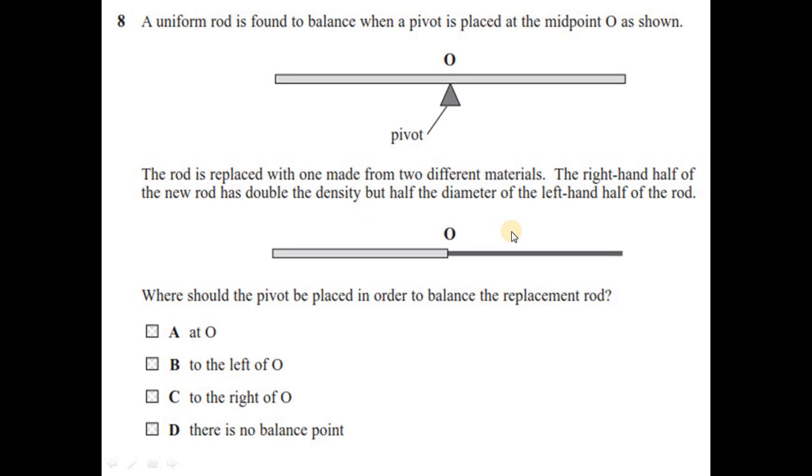Question number 8. A uniform rod is found to balance when a pivot is placed at a midpoint O as shown. Okay, this is the pivot. The rod is replaced with one made from two different materials. The right hand half of the new rod has double the density but half the diameter of the left hand half of the rod. This is the right hand side of the new rod. It has half the diameter but double the density.